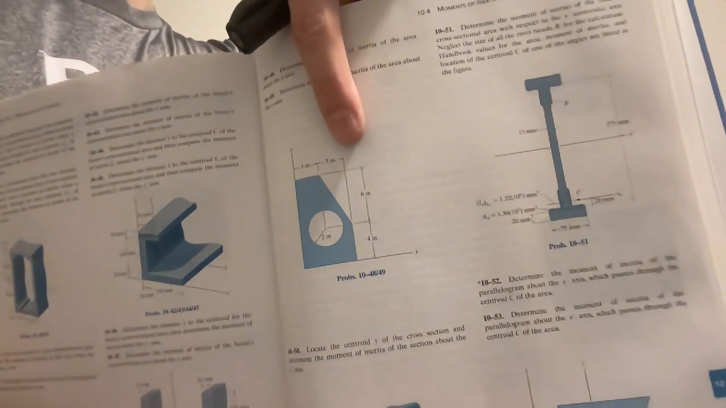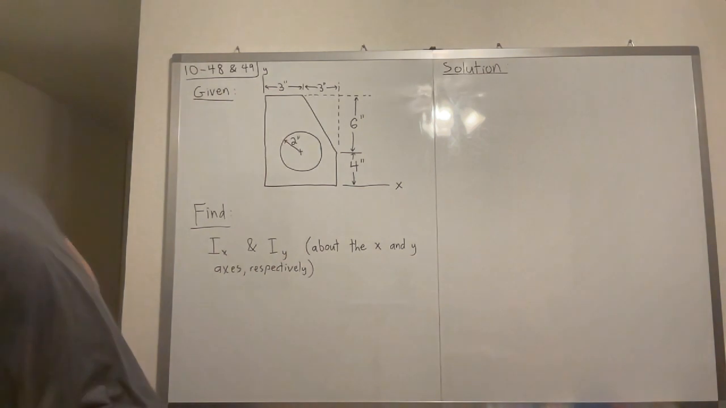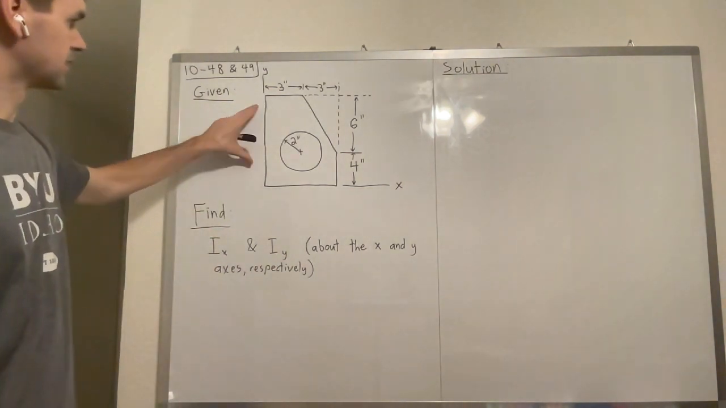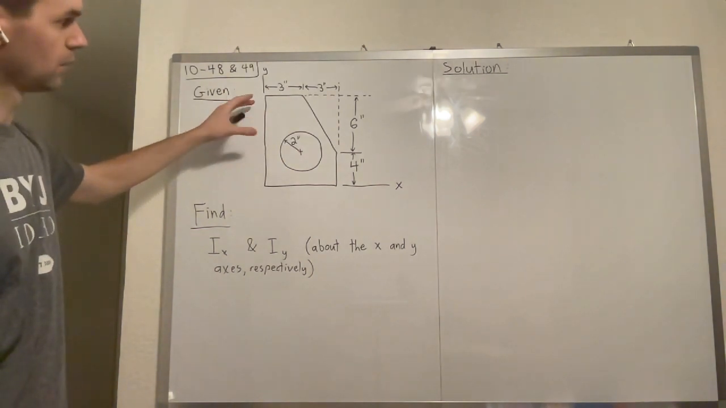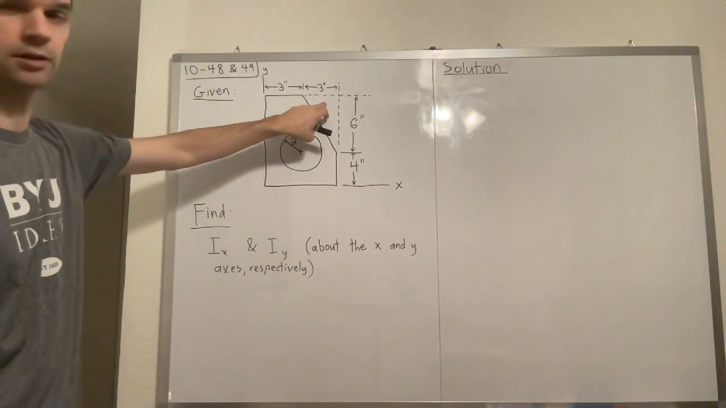It's sort of this goofy looking shape with a big circle cut out of it. So I've redrawn that here on the board. What we are given is this shape, and the way I'm going to think about it is it's a big rectangle with a circle cut out and a triangle cut out here.